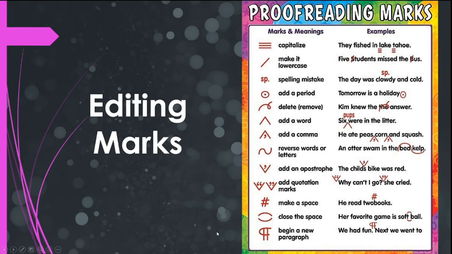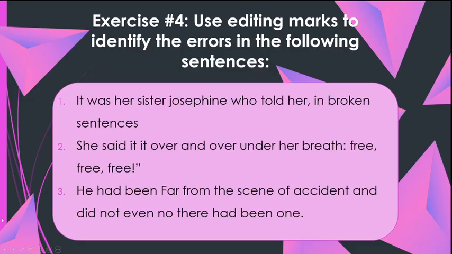Okay? All right, so you're going to use these editing marks for exercise number 4. Here, I want you to identify the errors in each of these 3 sentences. There are 2 errors in each one. Okay, I'm giving you that hint right now. There are 2 errors in each of these sentences that you have to identify. So make sure that you've identified all 6. All right, all of these sentences are from the story that we just read. I just made them incorrect.